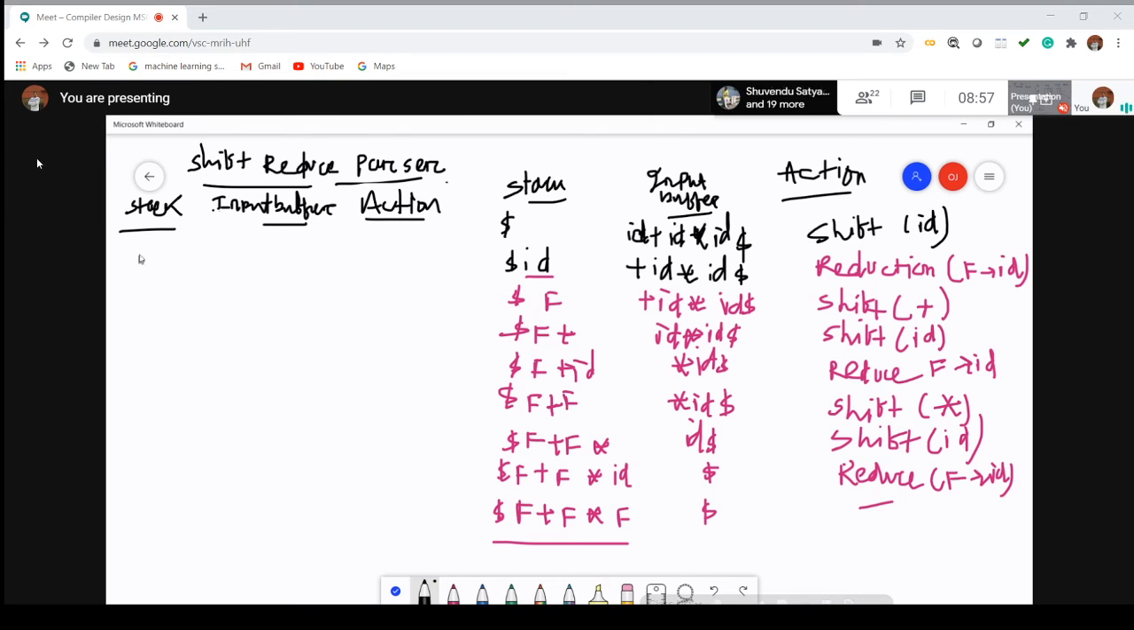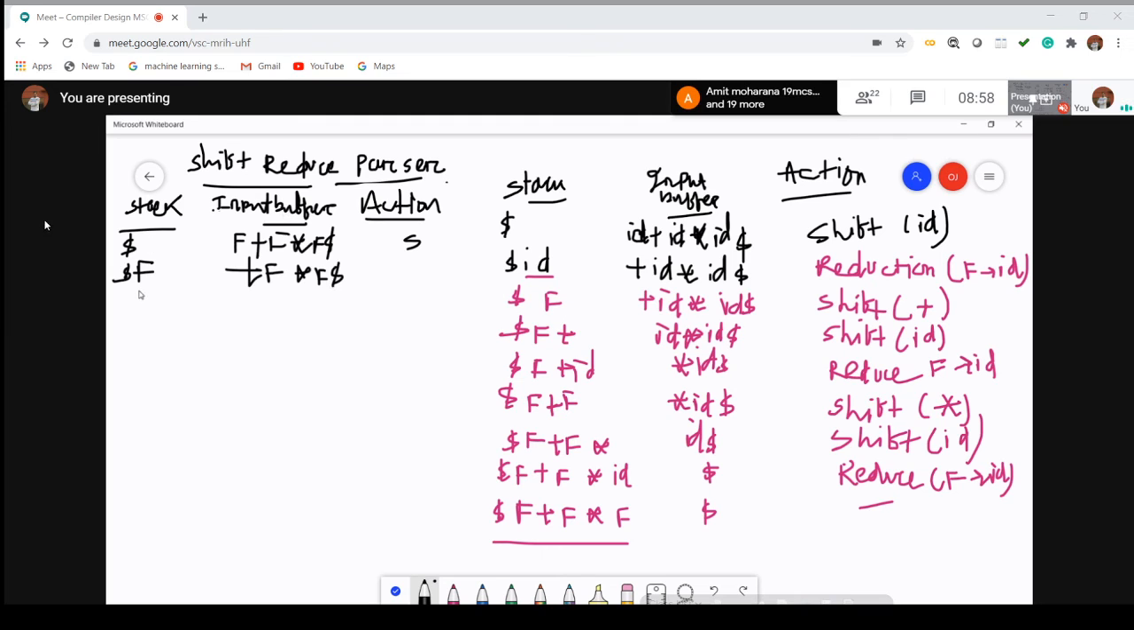Okay, so the stack initially consists of a dollar. The input buffer will consist of this output. What is the output? F plus F star F ending with a dollar. Now which operation is to be performed? Shift operation is to be performed. Which value is to be shifted? F value is shifted. So it will be dollar F, plus F star F and a dollar.